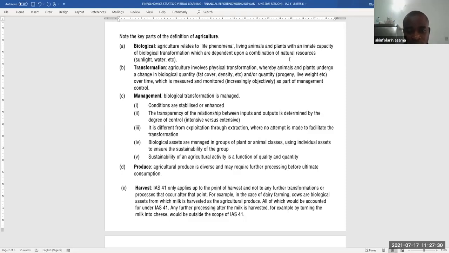So now, management. Management means conditions are stabilized or enhanced. One, the transparency of the relationship between inputs and outputs is determined by the degree of control, that is intensive versus extensive. Three, it is different from exploration through extraction, where no attempt is made to facilitate the transformation. Four, biological assets are managed in groups of plant or animal classes, using individual assets to ensure the sustainability of the group. Five, sustainability of an agricultural activity is a function of quantity and quality.